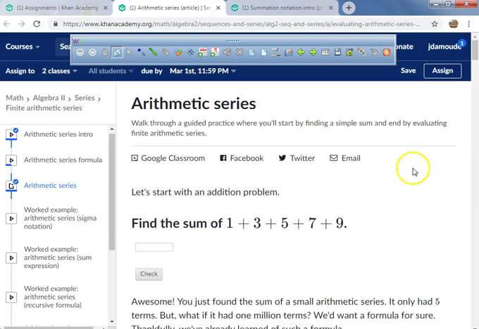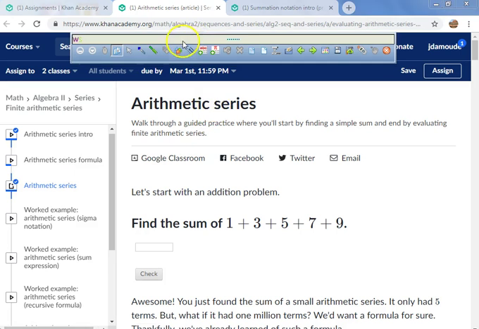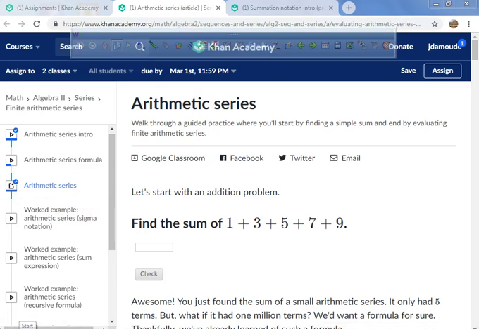Now, the next thing we're going to do is what's called arithmetic series. So I want you guys to go ahead and click on the article for arithmetic series, and we're going to kind of go over it together. All right, we're going to go ahead and start with this one right here. Okay, so we're just going to go to the calculator.